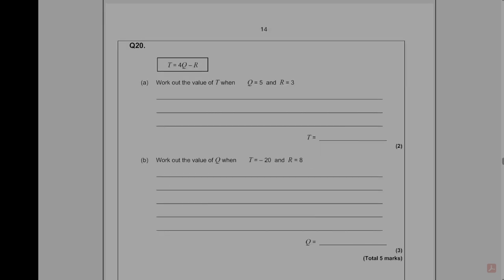Right, question 20. Work out the value of t when q is equal to 5 and r is equal to 3. So that's going to become t is equal to 4 times 5 minus 3. So that's going to become 20 minus 3, which is going to give me 17.